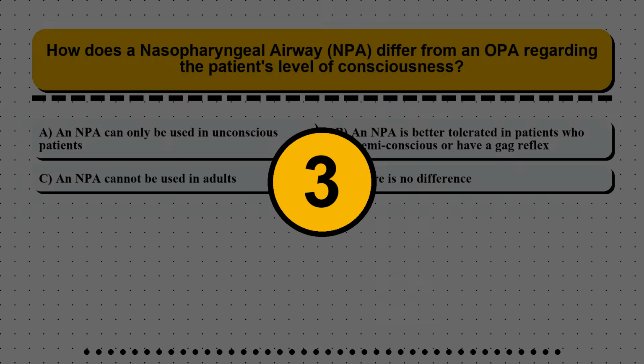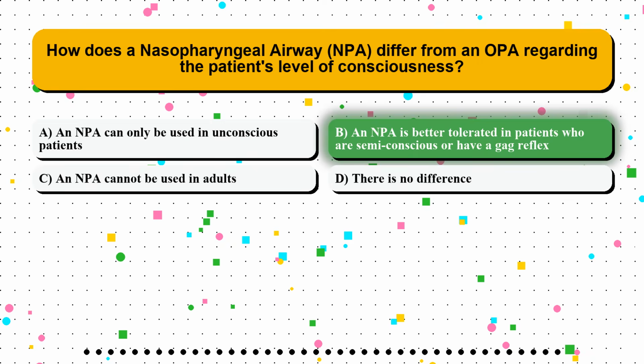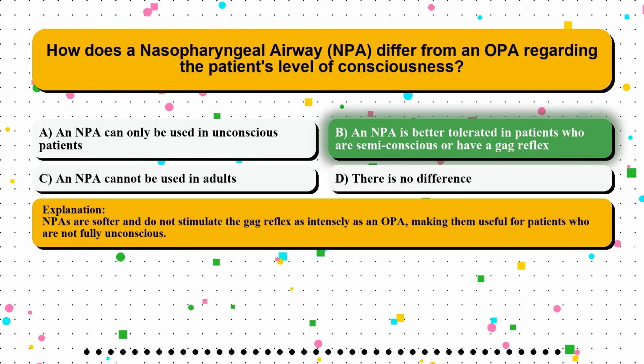The correct answer is option B, an NPA is better tolerated in patients who are semi-conscious or have a gag reflex. NPAs are softer and do not stimulate the gag reflex as intensely as an OPA, making them useful for patients who are not fully unconscious.